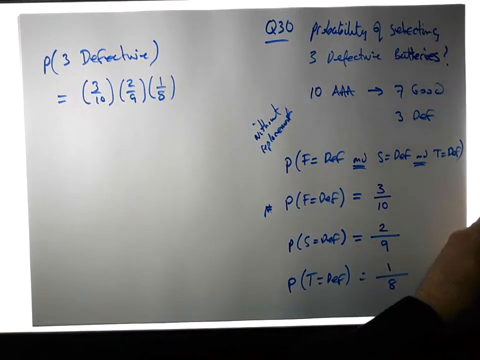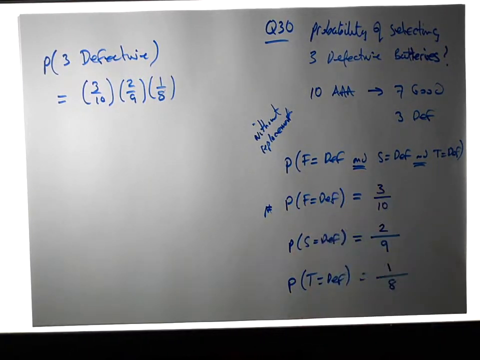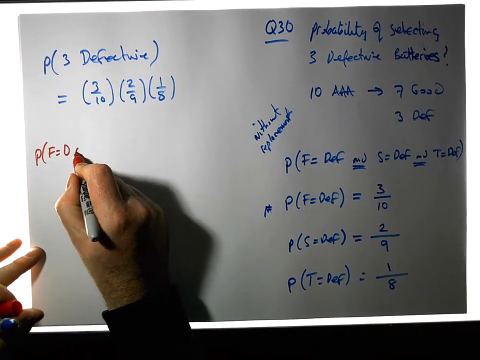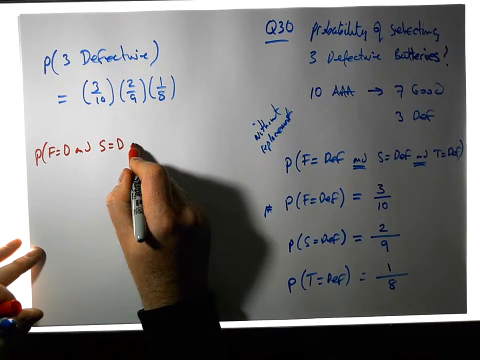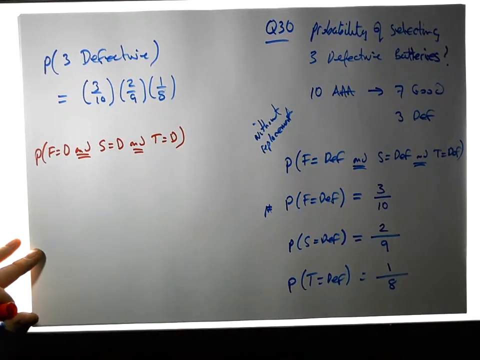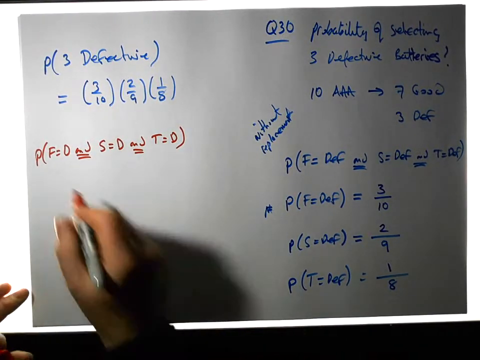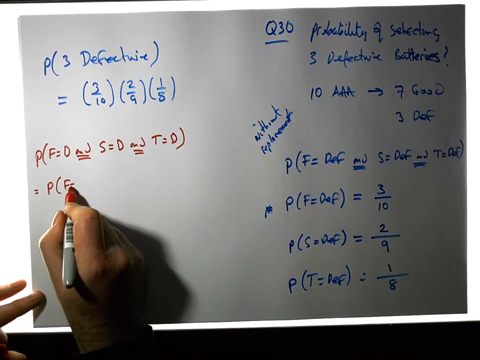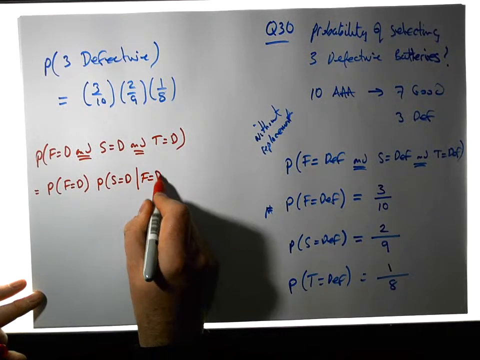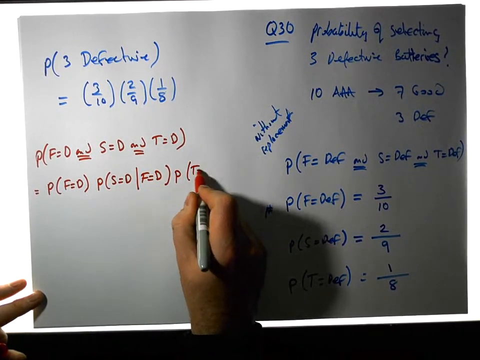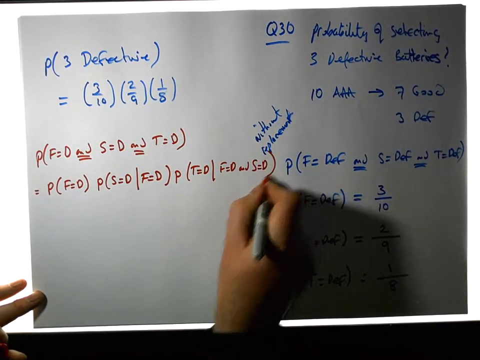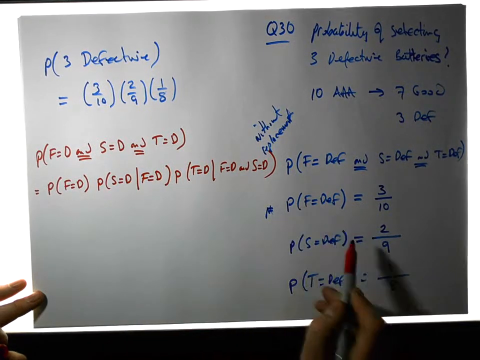Technically, you can put your fingers in your ears if you want for this. If I was writing this down, I really have to write this down as the probability that the first is defective and the second is defective and the third is defective, because this is the multiplication rule, and because there's dependence, this becomes the probability that the first is defective times the probability that the second is defective, knowing that the first was defective, times the probability that the third is defective, knowing that the first was defective and the second was defective, if that makes sense.